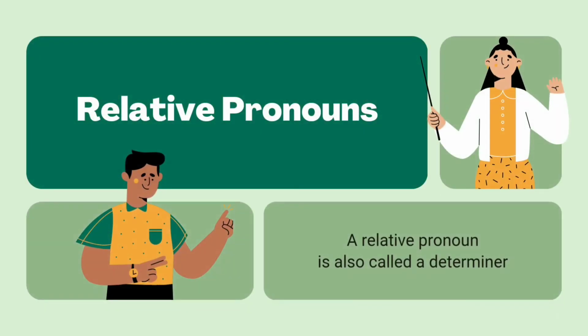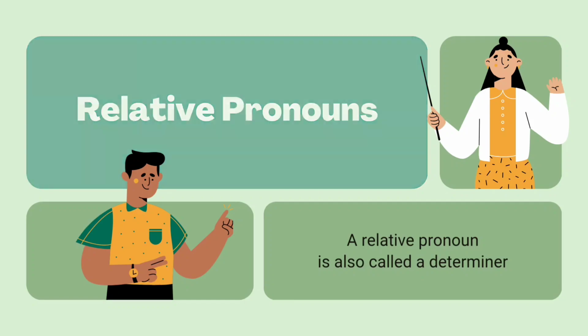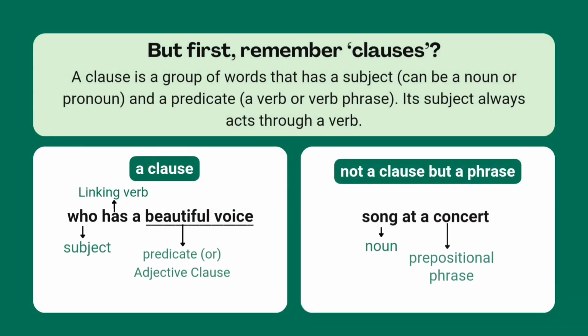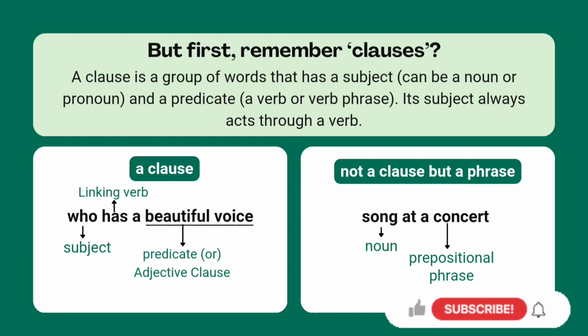Relative pronouns. A relative pronoun is also called a determiner. First, what is a clause? A clause is a group of words that has a subject, which can be a noun or pronoun, and a predicate, a verb or verb phrase. Its subject always acts through a verb. A clause, who has a beautiful voice. In this sentence, who is the subject, has is the linking verb, a beautiful voice is the predicate or adjective clause.